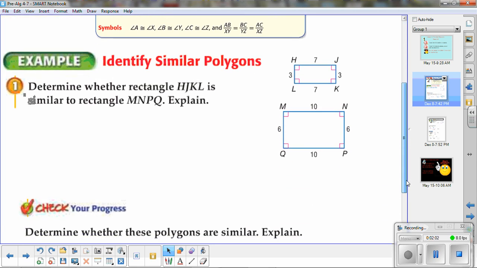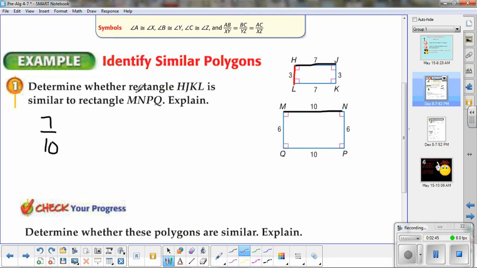So example 1 says determine whether rectangle HJKL is similar to rectangle MNPQ and explain. Well, when you match up your corresponding sides, like HJ, this one right here, is going to match up with MN. If I'm matching the small one to the big one, I need to make sure I'm doing that with all of my ratios. So I'm going to write 7/10. And the other side measurement I have is right here, HL.